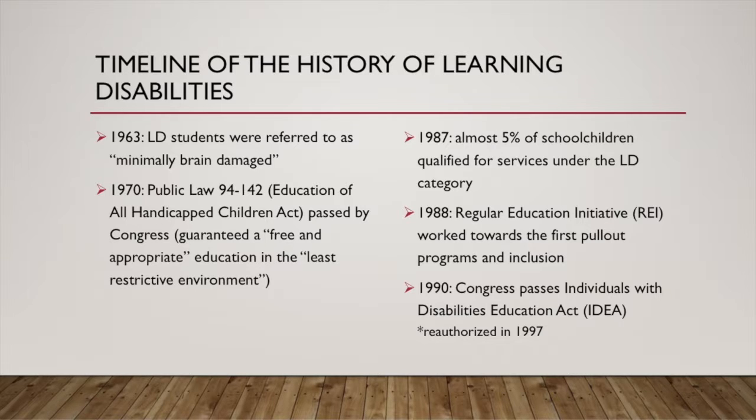In 1970, the Public Law 94-142, Education of All Handicapped Children Act, passed through Congress, and it guaranteed a free and appropriate education in the least restrictive environment. In 1987, almost 5% of school children qualified for services under the LD category. And then in 1988, Regular Education Initiative, REI, worked towards the first pull-out programs in inclusion. And in 1990, Congress passed the Individuals with Disabilities Education Act, IDEA. It was reauthorized in 1997 as well.